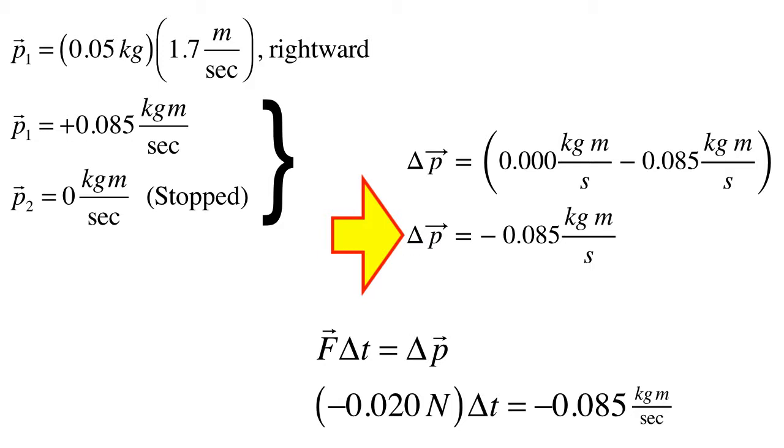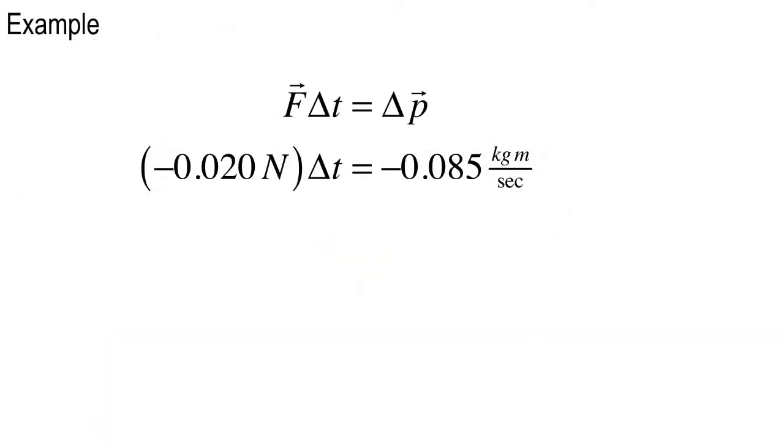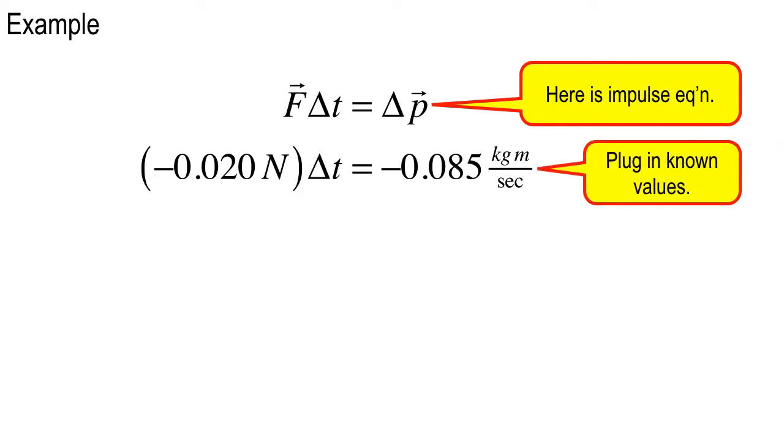But before we go and calculate it all the way out, let me just point out that on left and right sides of the equation, there are minus signs. So you could actually cancel these at this point if you want, right? But I'm going to carry them over here just for a little bit longer, right? So here's the last equation, negative 0.020 newtons times delta T, unknown, equals negative 0.085 kilogram meters per second. That's my delta P. All right. Now, this is the impulse equation. This is what we just plugged in.